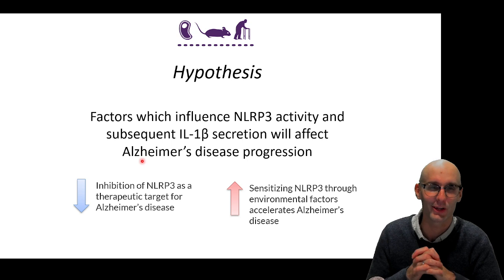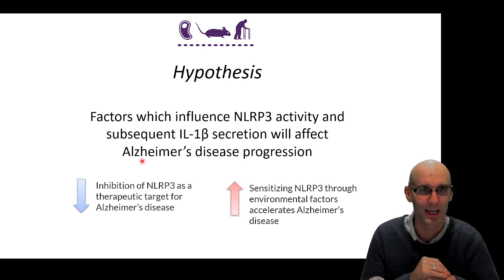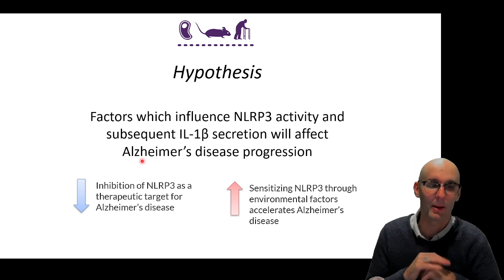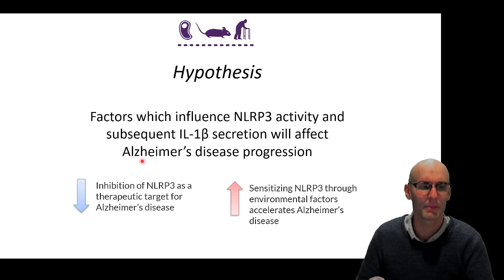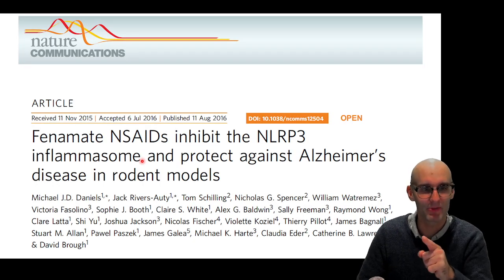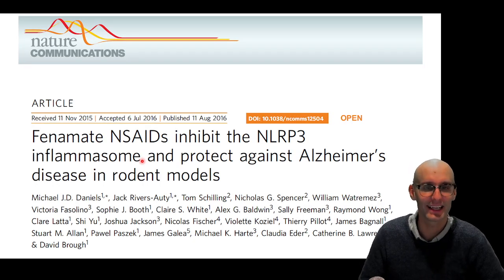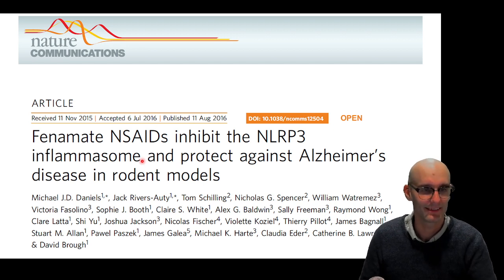And in that paper, I use human data, mouse data, and cell data. I'm very proud of that paper too. I'm not going to break that down though. I'm going to focus on inhibiting NLRP3 as a therapeutic target of Alzheimer's disease in the up and coming videos. And that's the paper right there. That's what we're going to break down. It's using NSAIDs to inhibit NLRP3 to protect against Alzheimer's disease.